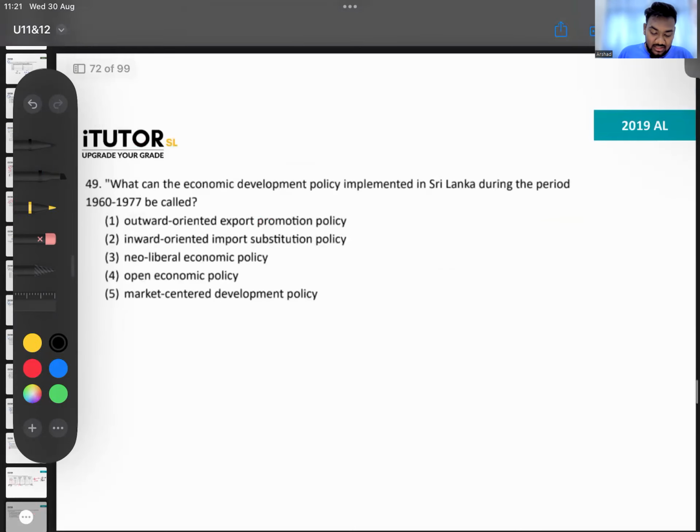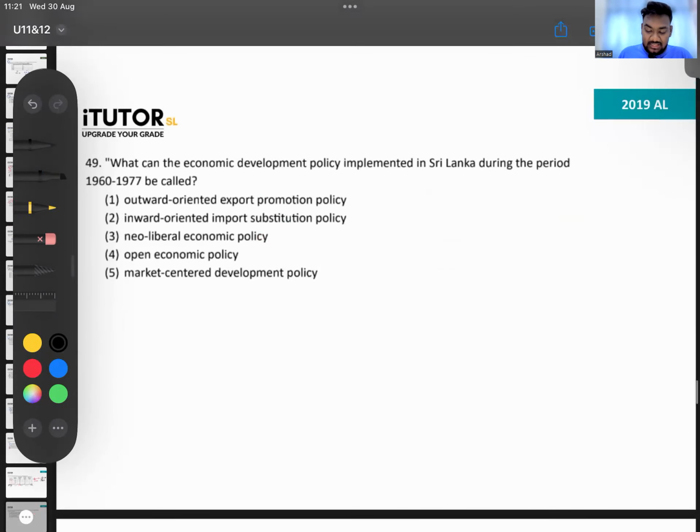Right, 49. What can be said about the development policy implemented by Sri Lanka during the period 1960 to 1970? See, 2019 paper. They are asking something that happened in 1960 when I was not born. Sometimes maybe your parents also would not have been born. So remember, unit number 11 and 12. What is unit number 12? Sri Lankan economy after independence. They can ask anything.